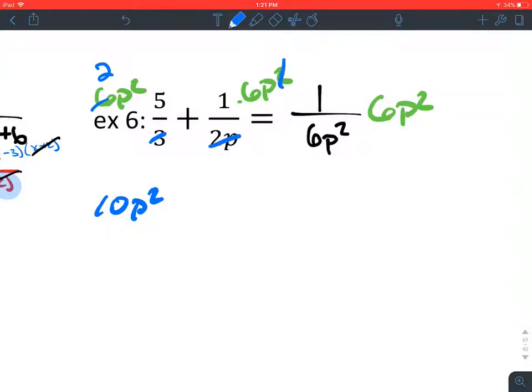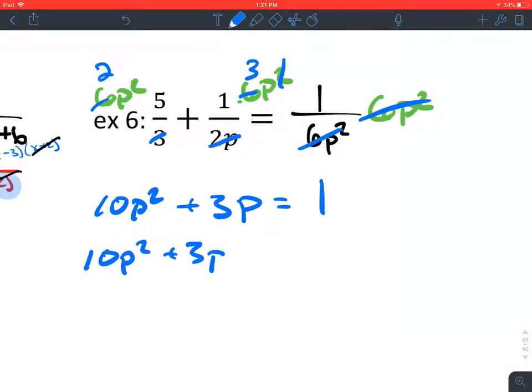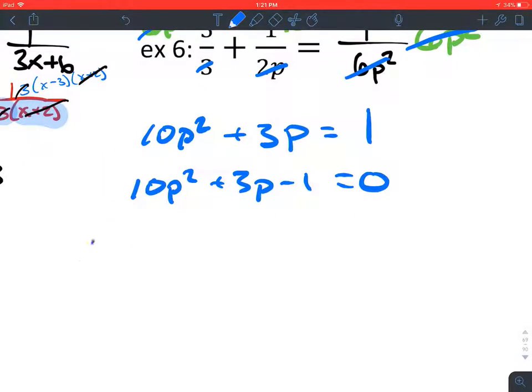2p goes into 6p squared 3p times. So we have 1 times 3p. And on the right, those cancel. Cancel means you're left with a 1. 1 times 1 is 1. Get all the terms on the same side. We're going to have to split the middle term and factor by grouping.